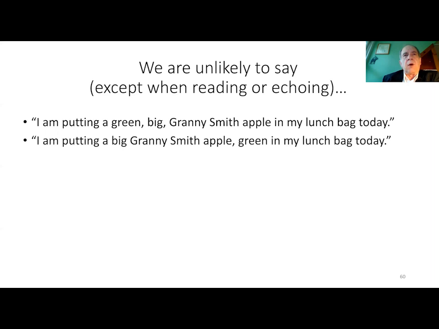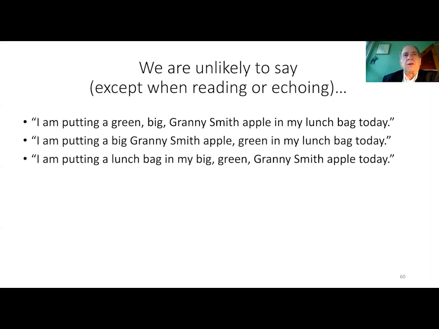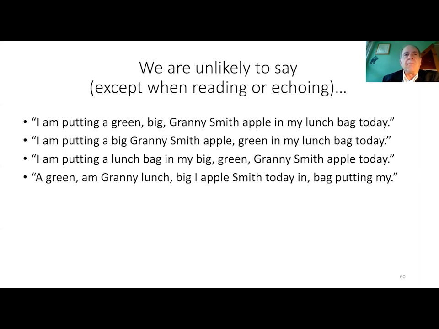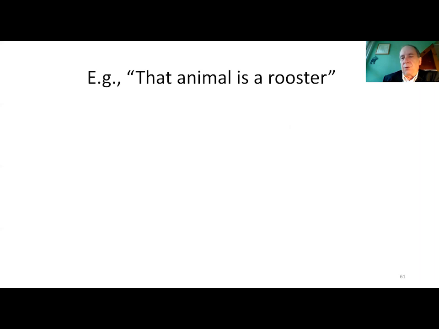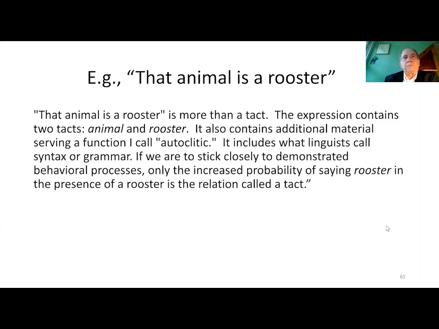Yet, why in English, what is it that controls our saying big green Granny Smith apple rather than Granny Smith apple green? And of course, there are all sorts of weird things we don't say. I'm putting a lunch bag in my green big Granny Smith apple today. A green am Granny, lunch big I apple Smith today in bag putting my. Plenty of things we do not tend to say under any conditions. The question is, what controls the order when we say it?